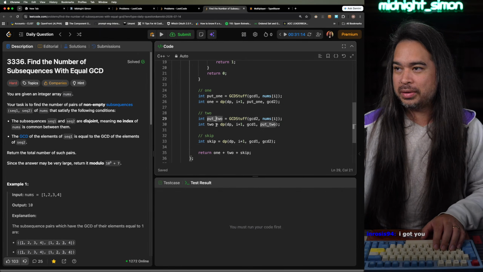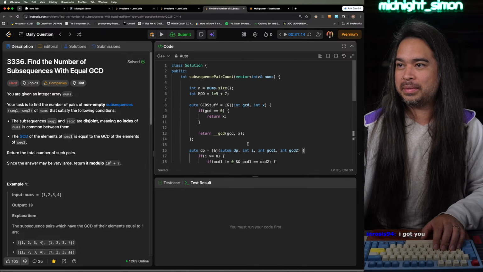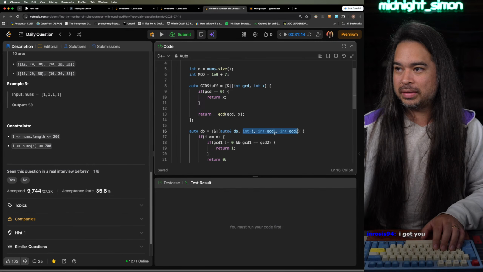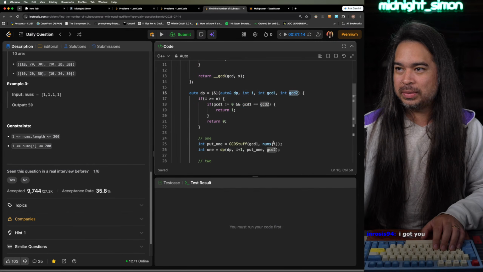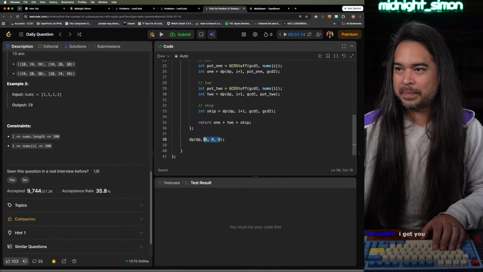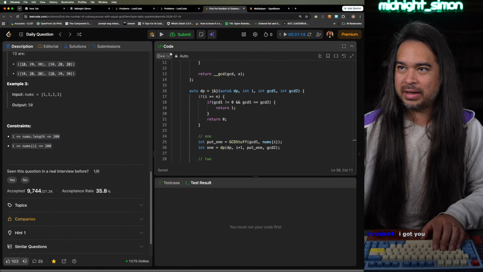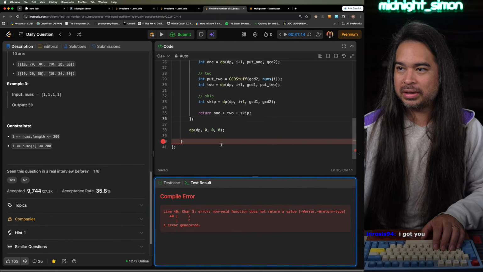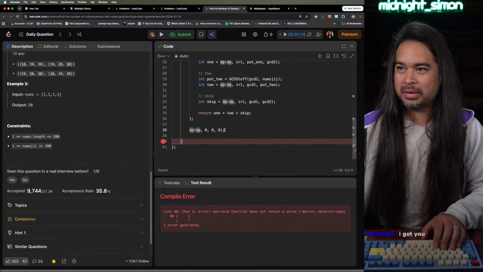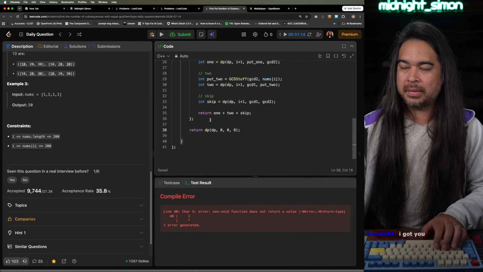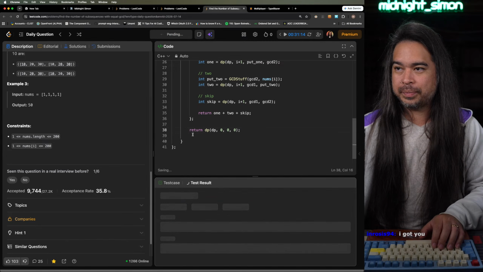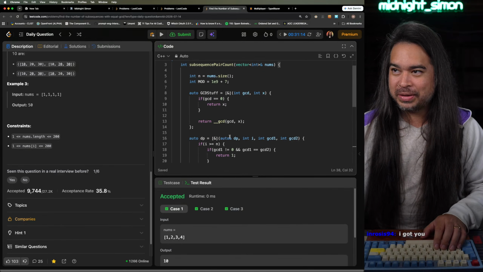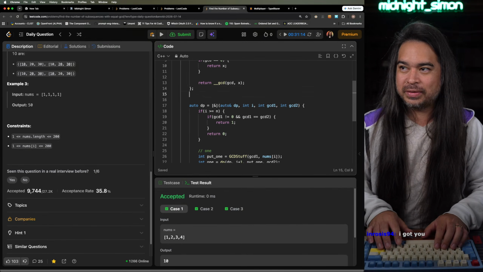Alright, 1, 2, and then skip. Is that it? And then I just call GCD1, GCD2, will that give me the right answer? Let's see. I haven't cached it yet, but let's see if it's correct before I cache. Alright, that is a correct answer. So let's see if the cache is good enough.